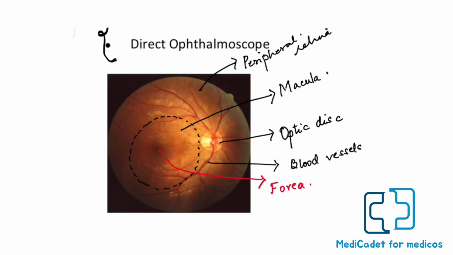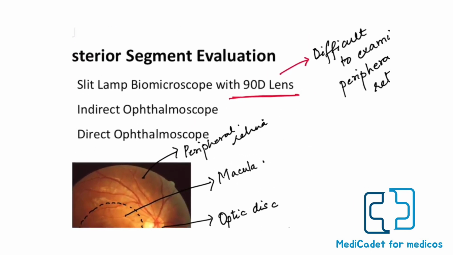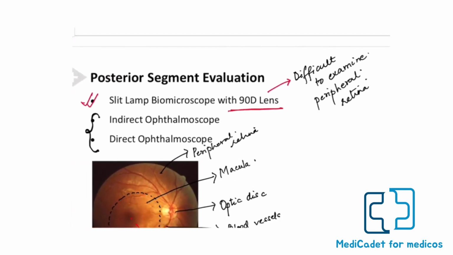Within the vascular arcades, that is the disc and the macula, this part is called the central retina, and beyond that is the peripheral part of the retina. So when I say that I am looking at the central retina, I essentially mean that I am looking at the disc and the macula, the central structures. And peripheral retina means beyond the vascular arcades. Now, as I told you, with a slit lamp microscope the central retina can be examined well, but it is difficult to examine the peripheral retina with your slit lamp and 90D lens.